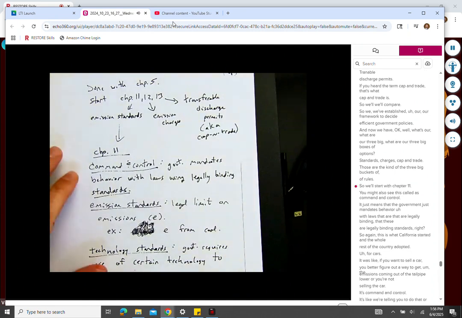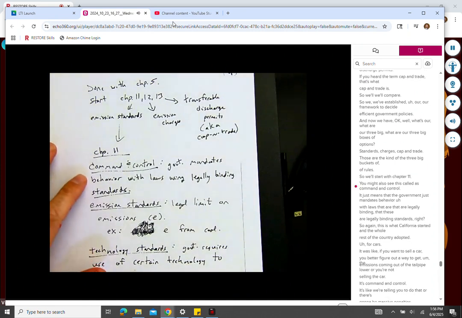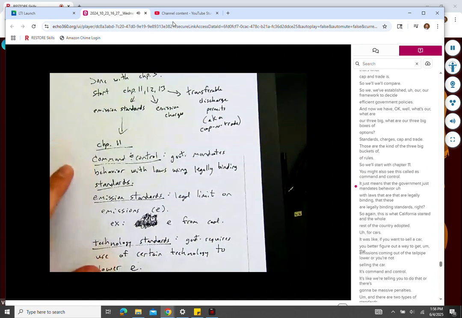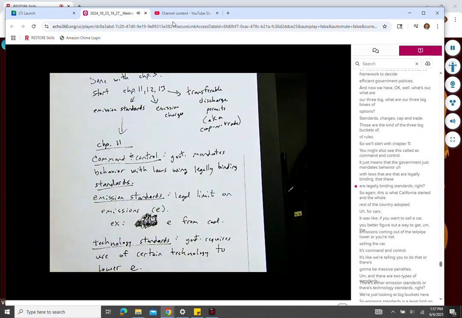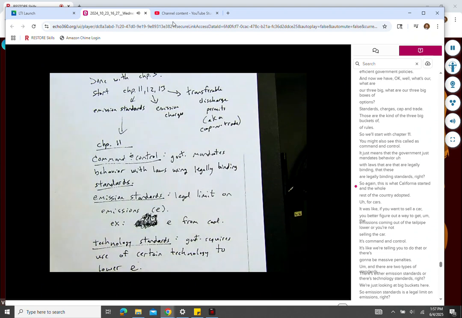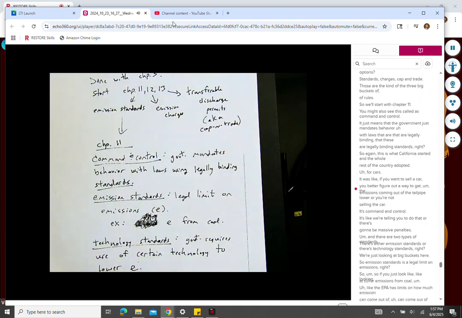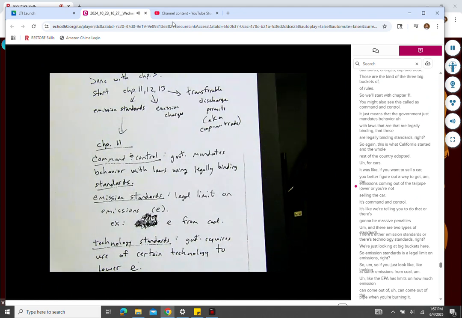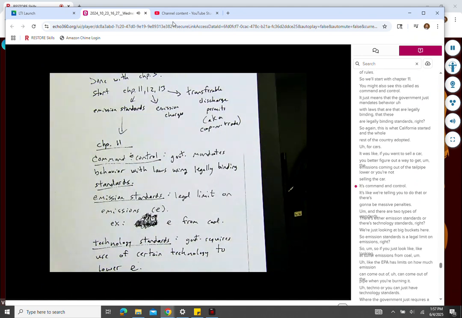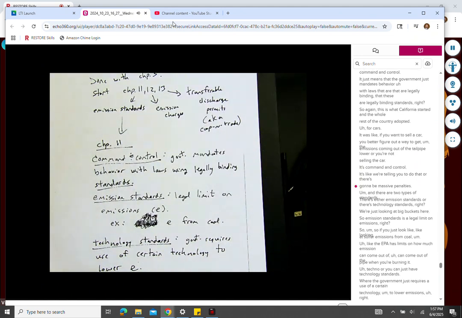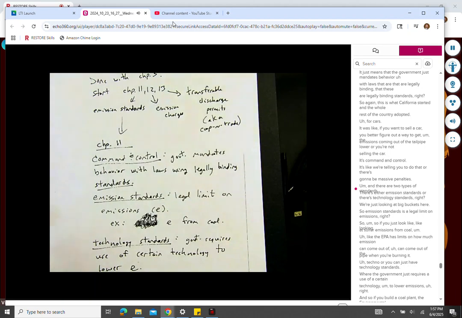So we'll start with chapter 11. You might also see this called command and control. It just means that the government mandates behavior with laws that are legally binding. These are legally binding standards, right? So again, this is what California started and the whole rest of the country adopted for cars. It was like, if you want to sell a car, you better figure out a way to get the emissions coming out of the tailpipe lower, or you're not selling a car. It's command and control. It's like, we're telling you to do that, or there are going to be massive penalties and fines.